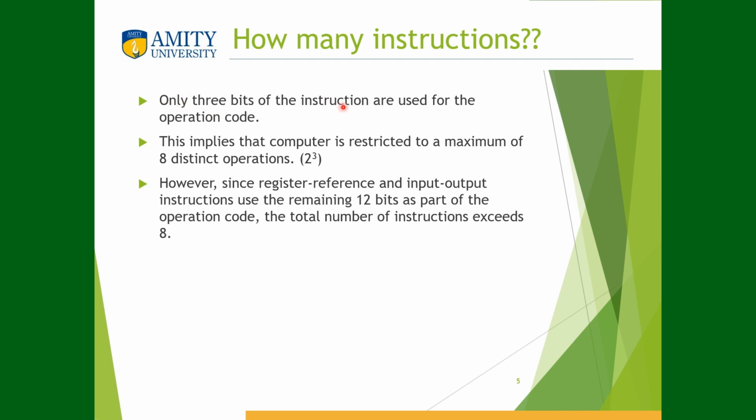So as you can see, the opcode in the previously discussed example has only 3 bits. That means 3-bit binary can make 8 different combinations. Thus it shows that this sort of computer has a maximum number of 8 different operations. However, since register reference and input output instructions use the remaining 12 bits, the 12 bits can also be used as a part of operation code. Thus the total number of instructions can exceed 8 different types.